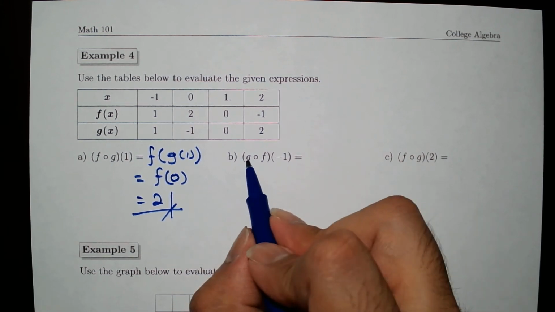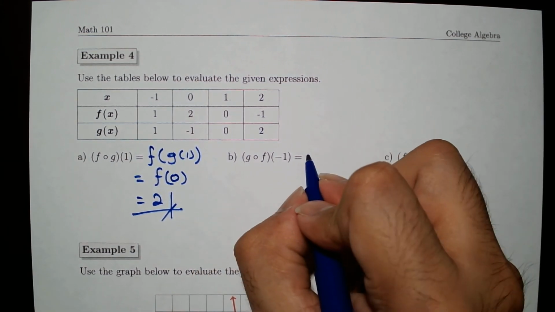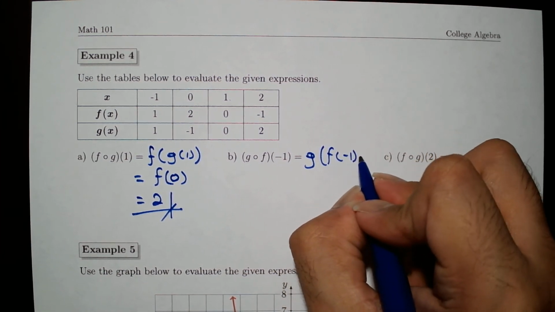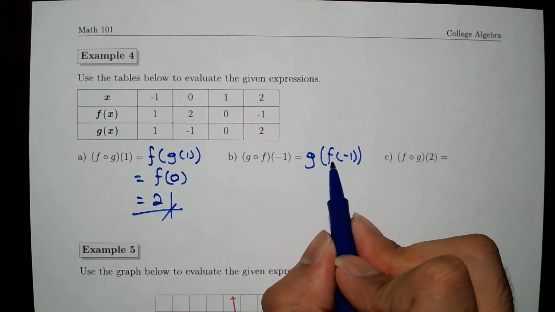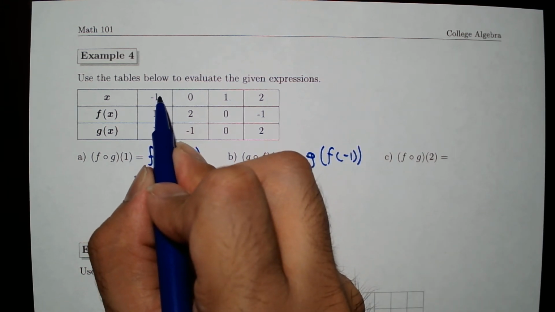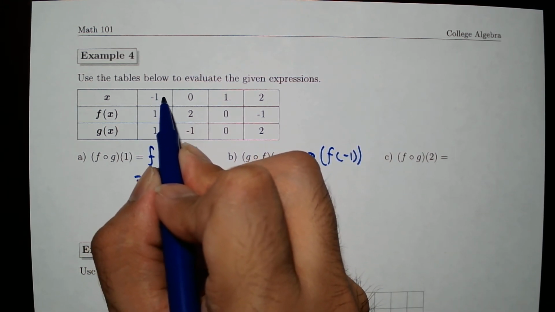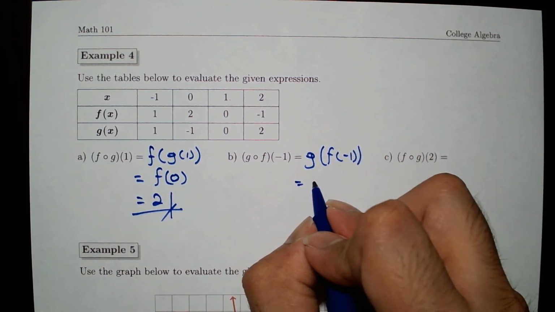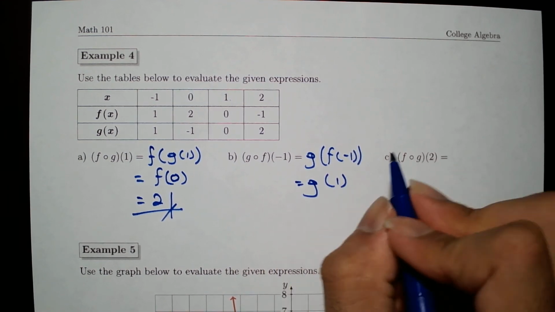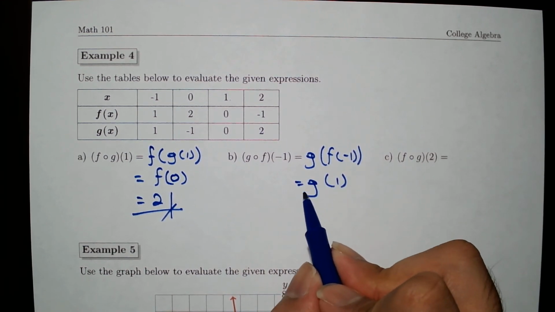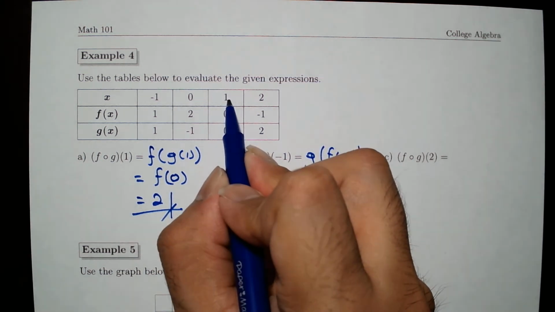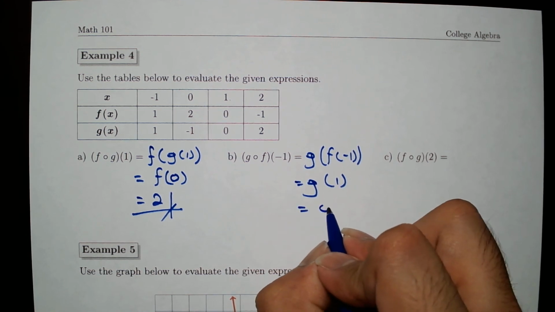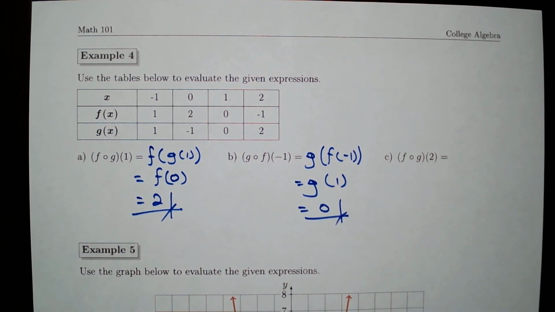Now let's do the reverse order. G composite with f at -1. So first we need the output of f when the input is -1. So for f, when the input is -1, f is 1. And now we need to find the output of the function g when the input is 1. So we get 0. We already did it actually in the previous step. So 0 is the final answer here.